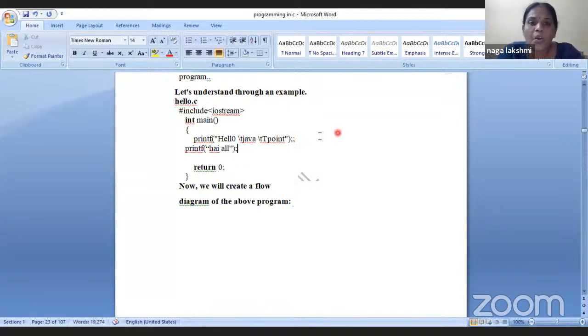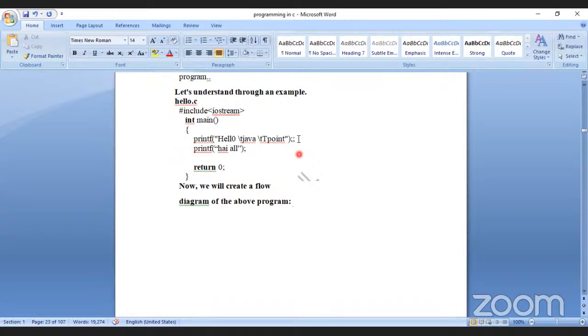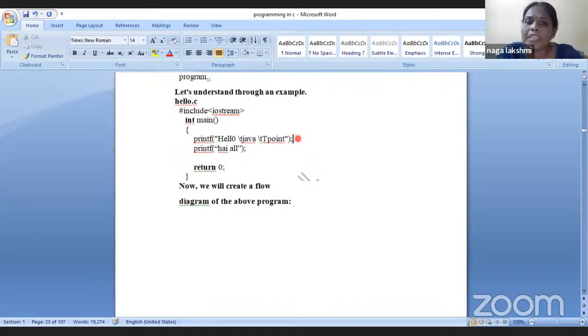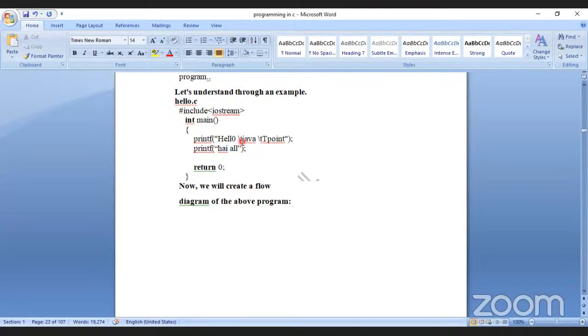So now how many output statements are there in my program? Two, ma'am. Now how will my output appear? Hello Java T point followed by hi all. Will they display in the next line? Are you getting my point?